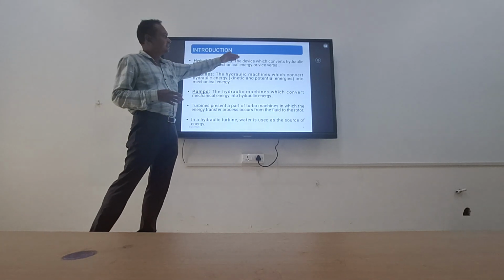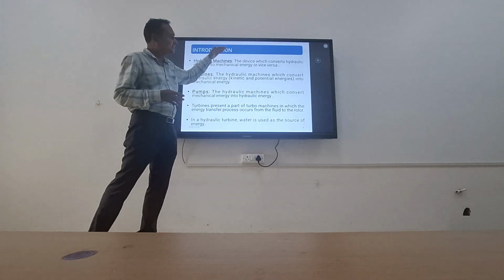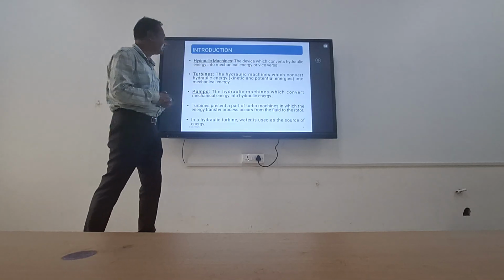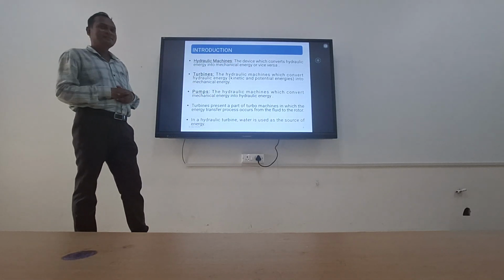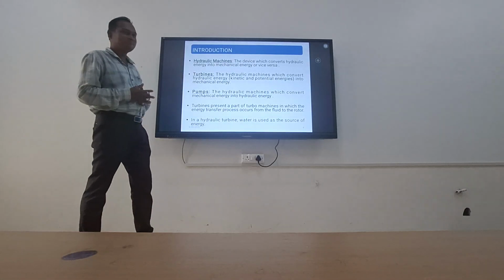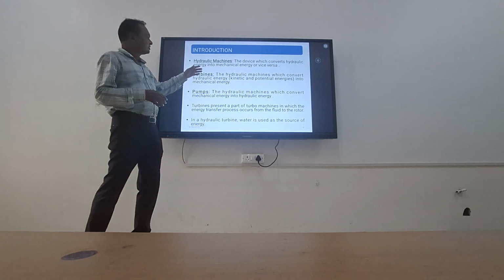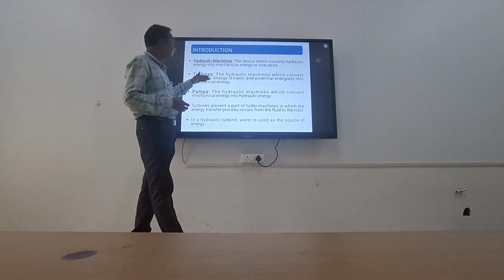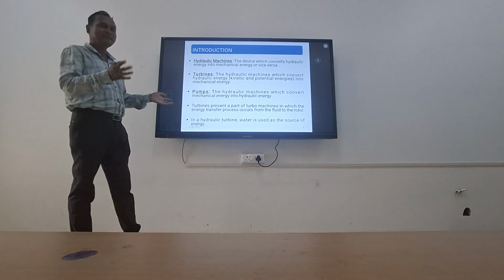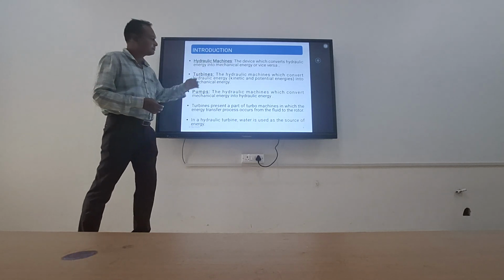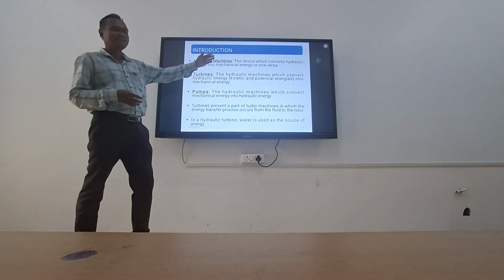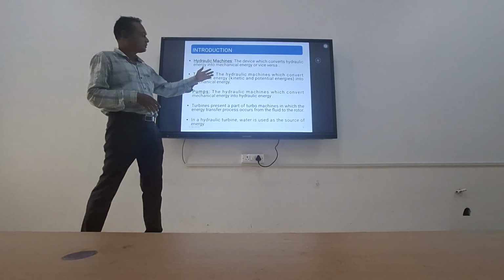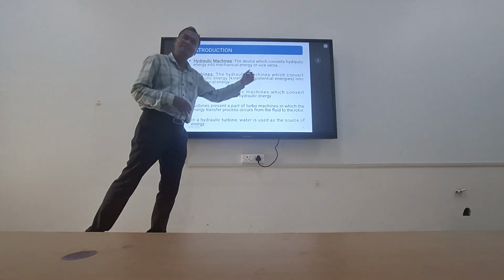Hydraulic energy can be converted to mechanical energy, or mechanical energy can be converted to hydraulic energy. So in hydraulic machines, there are two main types of machines. The first one is turbines. So in turbines, what is happening? These are the hydraulic machines which convert hydraulic energy into mechanical energy. This hydraulic energy possesses both kinetic energy and potential energy.